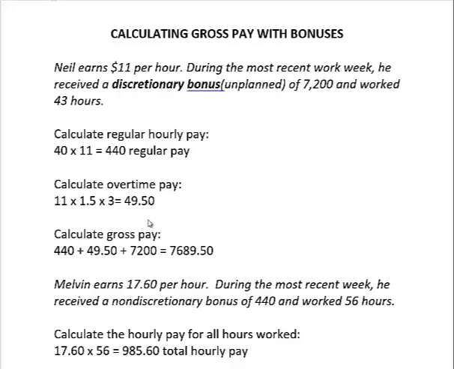Then we're just going to add all these up along with his bonus. So regular pay plus the overtime pay plus his discretionary bonus gives him gross pay of $7,689.50. So notice that when we calculated his overtime, we did not include the discretionary bonus.